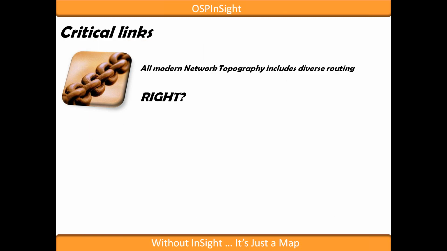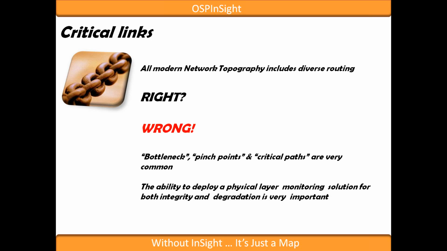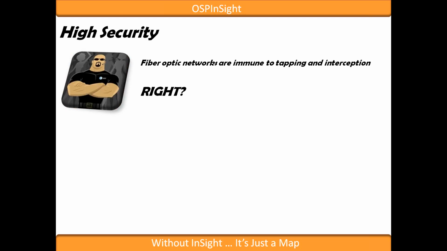So, for instance, if you have a critical link, the statement could be: all modern network topology includes diverse routing. Is that right? And of course it's not. It's wrong. Bottlenecks, pinch points, and critical paths are very common. So the ability to deploy a physical layer monitoring solution for integrity and degradation is very important.